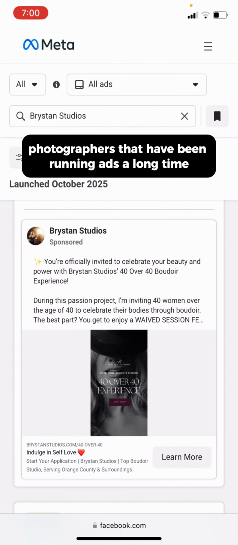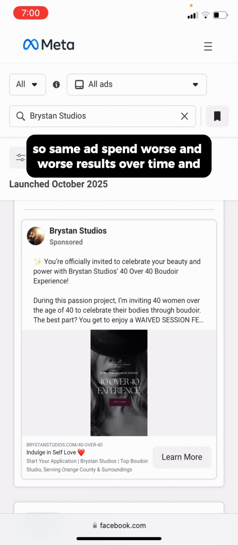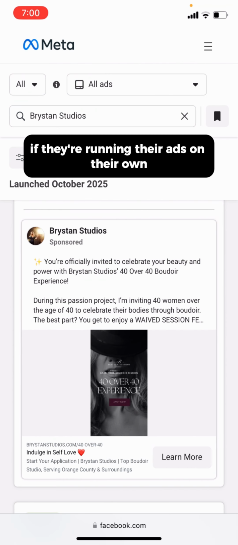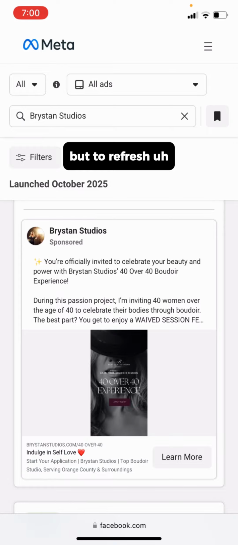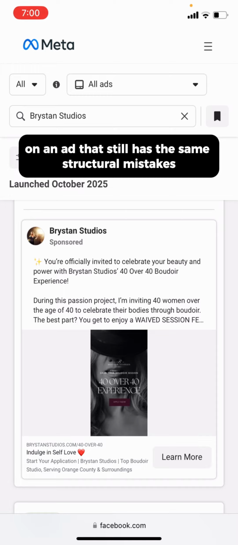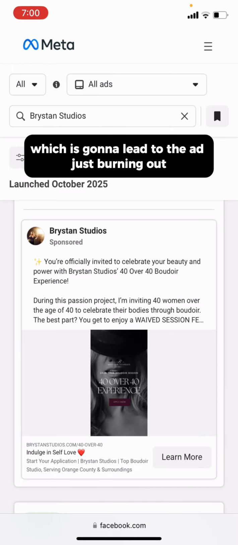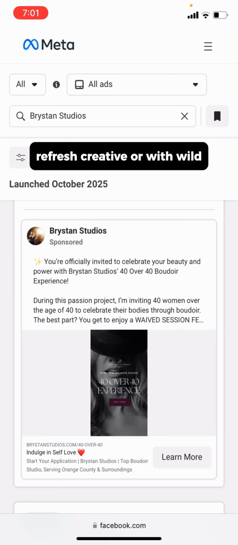Now, for boudoir photographers that have been running ads a long time, one of the most common things happening is their ads are burning out. Same ad spend, worse and worse results over time. If they're running their ads on their own, this makes them feel desperate, and they don't really know what to do other than refresh creative. But we're refreshing creative on an ad that still has the same structural mistakes, which leads to the ad burning out over and over again. Same ad spend, worse results, ad burns out, refresh creative.